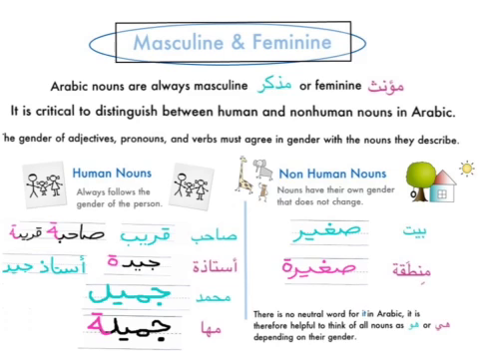As we said, there's no neutral word for it in Arabic. So if you are to refer to بيت, which is a masculine noun, you'd have to use هو. And for منطقة, a feminine noun, you would say هي. If I'm talking about the بيت and I'm referring to it again, I'll say هو صغير. And if I'm referring to منطقة, I'd say هي صغيرة.